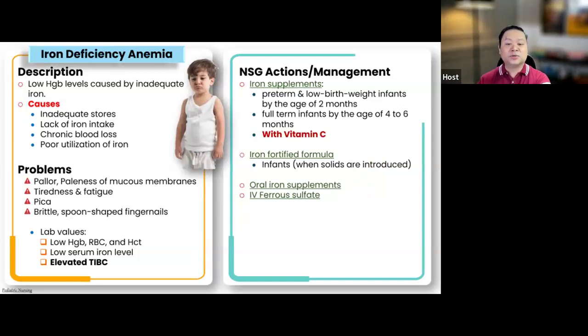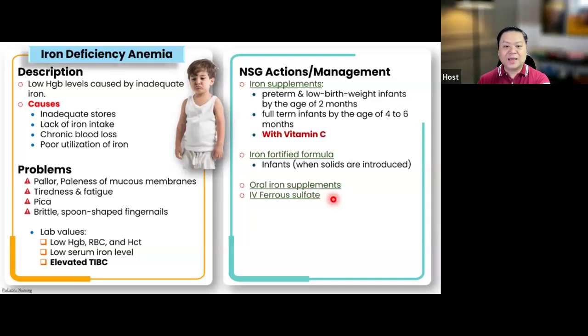We also want to encourage the parent to allow the child to take in iron-rich foods, and to provide iron-fortified cereal when solid foods are being introduced to the diet. Now, another treatment modality would be the administration of IV ferrous sulfate.